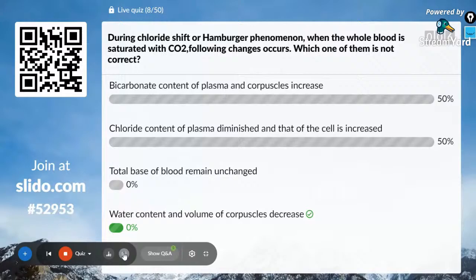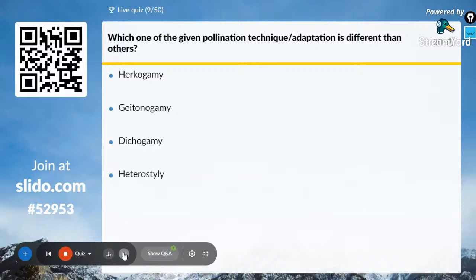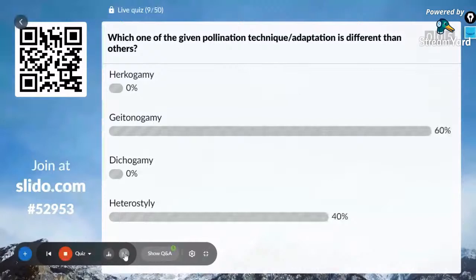Yes, 9th one. Easy question. This is also a previous year JIPMER paper question. Which one of the given pollination techniques or adaptations is different from the others? Yes, it is geitonogamy. It is geitonogamy. It is not hercogamy, dichogamy or heterostyly.